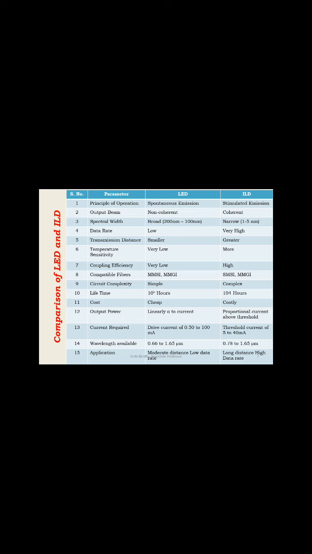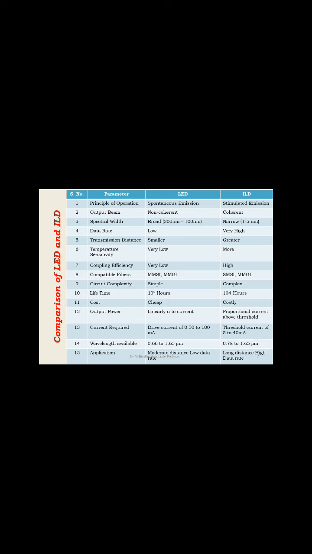LED is spontaneous emission, whereas in laser diodes we use stimulated emission. The LED produces non-coherent light, whereas the laser produces coherent light. Once you say it is coherent, automatically the spectral width is going to be narrow, the output power is going to be higher, and the drive current is going to be lower. The main difference between LED and ILD is cost: LEDs are cheaper, but when you compare long-term maintenance, laser diodes have a very big advantage. Second, the data rate capacity in an LED is going to be lower, while laser diodes can have a bandwidth with more data rate transfer capacity.